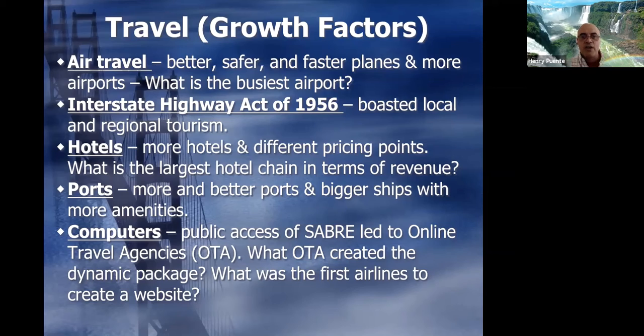We buy the entire bundle together as a package. You get the car, the flight, and the hotel all through one bundle or package. And so the online travel agency that created the dynamic package was Expedia. Expedia was the pioneer when it comes to that.